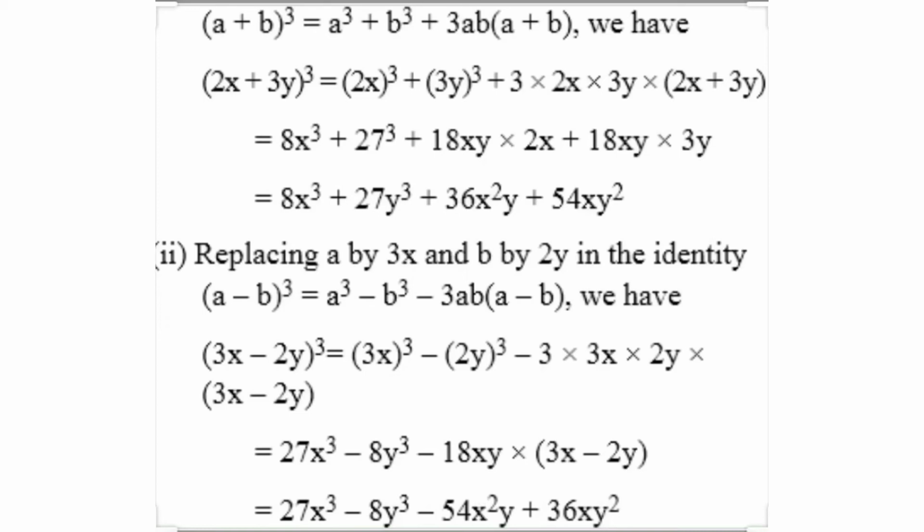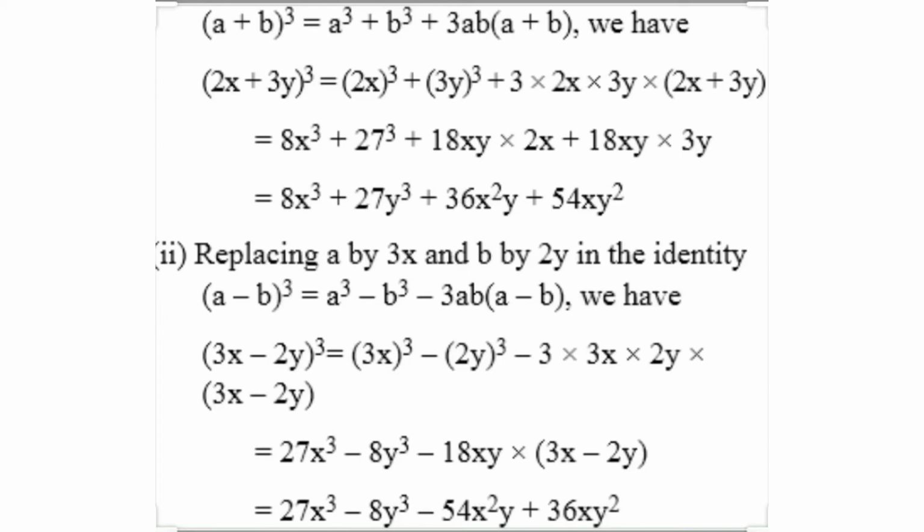It is of the form (a + b)³, which is equal to a³ + b³ + 3ab(a + b). Here a is 2x and b is 3y. So applying the identity, we get (2x + 3y)³ is equal to (2x)³ + (3y)³ + 3 into 2x into 3y into (2x + 3y).